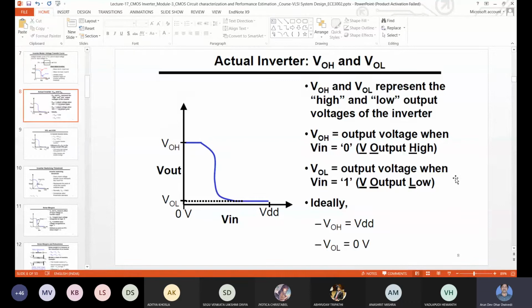So let us start with CMOS inverter related points. I have already shared the slide. Are you able to see the VTC plot of the CMOS inverter in the PPT?